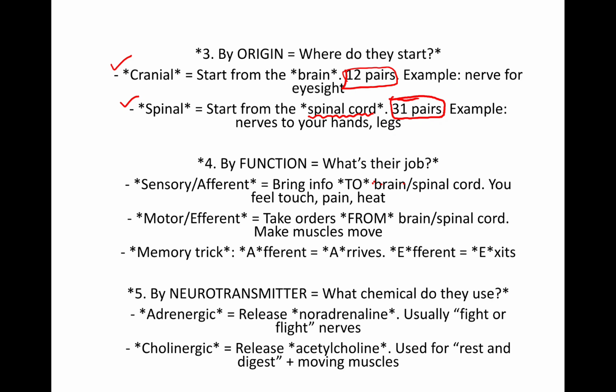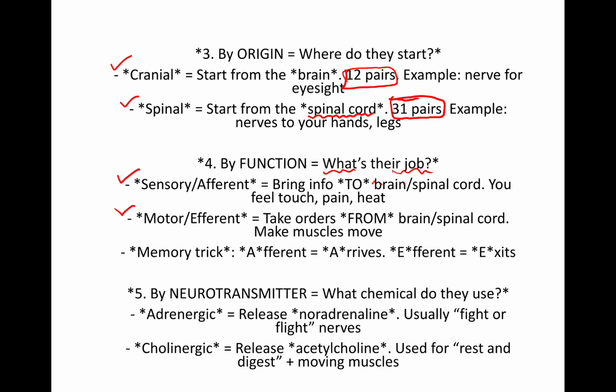Okay. Next comes by function, classified by function. What's their job? Function is nothing but what's their job. What do they actually do? It is again of two types, sensory or afferent, motor or efferent. We have already discussed this in previous classes.